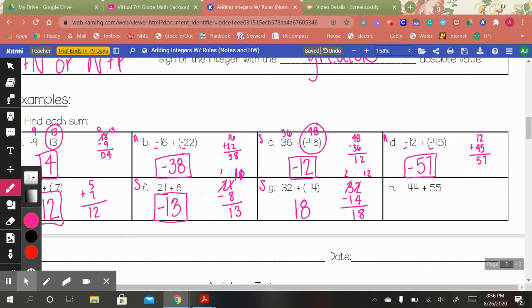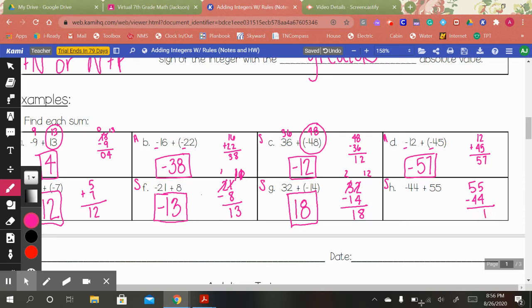32's absolute value is 32. Negative 14's absolute value is 14. Since 32 has a greater absolute value and it's positive, then that means my answer 18 is positive. Last but not least, problem H. We have opposite signs again. So we will be subtracting 55 minus 44.